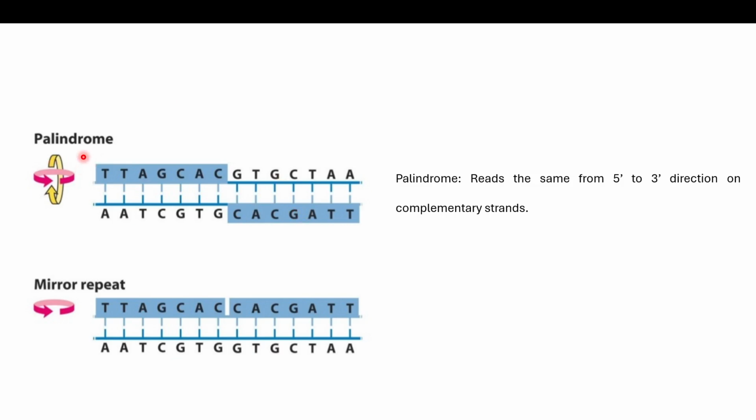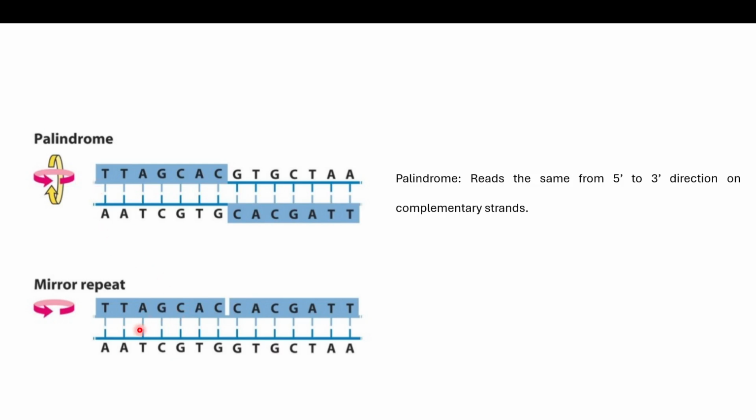A palindrome basically is a sequence of nucleotides which reads the same from 5 prime to 3 prime direction on complementary strands. See here, T T A G C A C, the same thing. Suppose this is 5 prime to 3 prime and this is 3 prime to 5 prime. From the 5 prime direction, what is the sequence? It's the same as what is read from the 5 prime to 3 prime direction on its complementary strand. So this is what constitutes a palindrome.